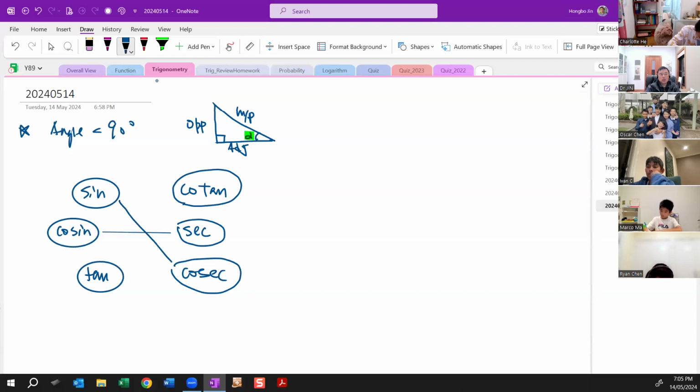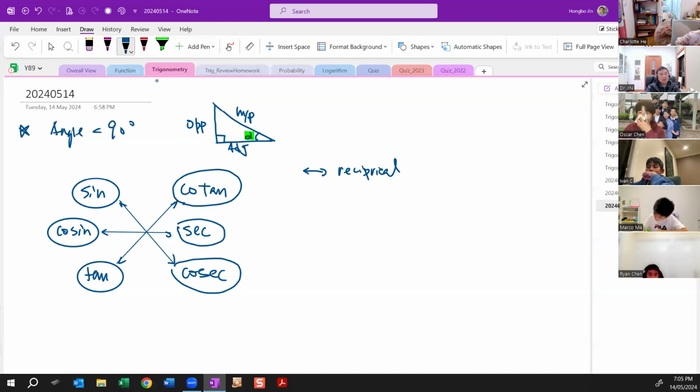So the first layer of relation that we already know is this. In this kind of hexagon shape, the opposite corners represent a relation of reciprocal. That's the first layer of relation. They are reciprocal to each other. So sine, the reciprocal is cosecant. Cosine, the reciprocal is secant. Tangent, the reciprocal is cotangent. That's the first layer. The second one is this.